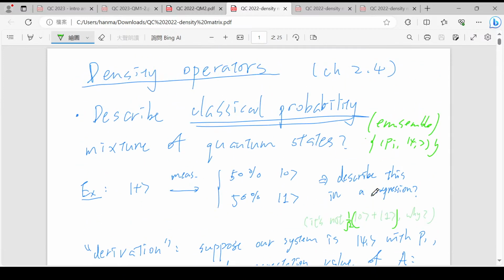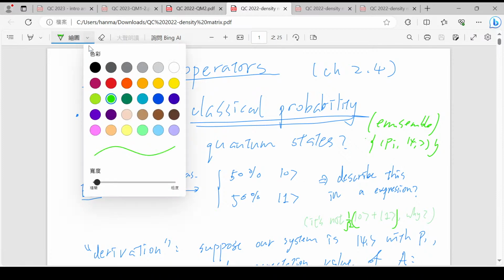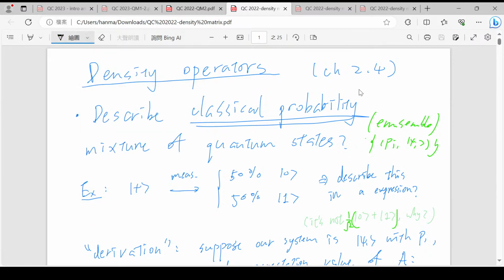So maybe let's change the color. So this is different from quantum superposition. So something to remember.